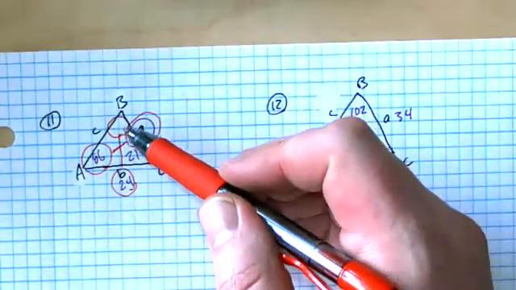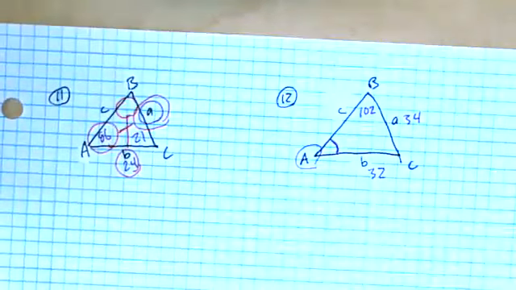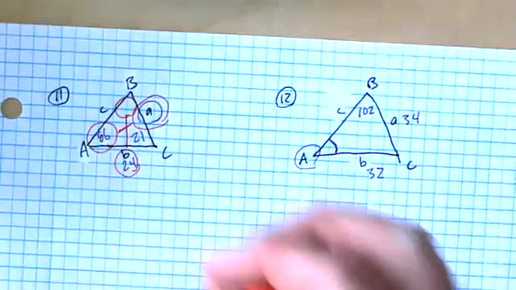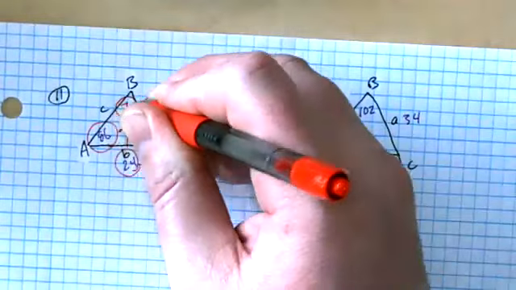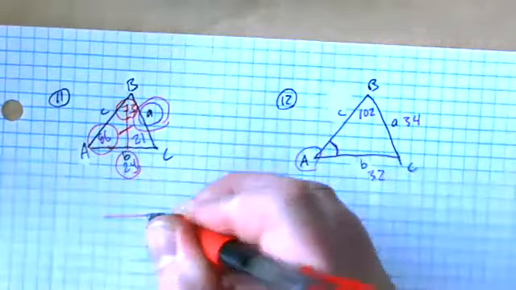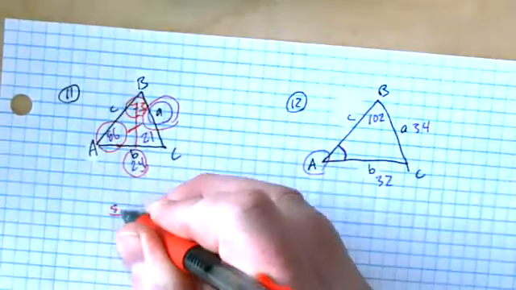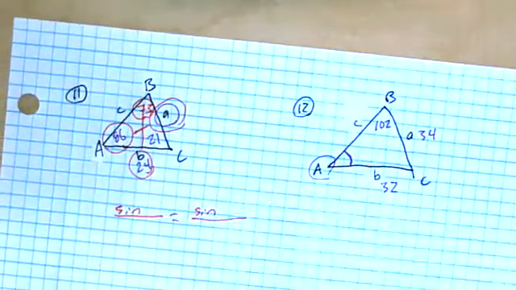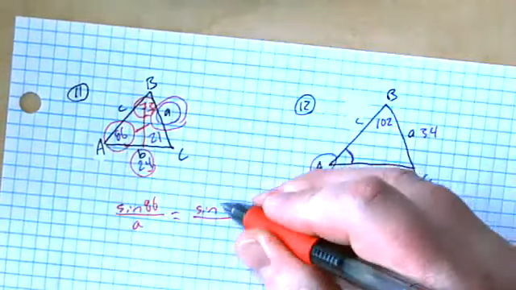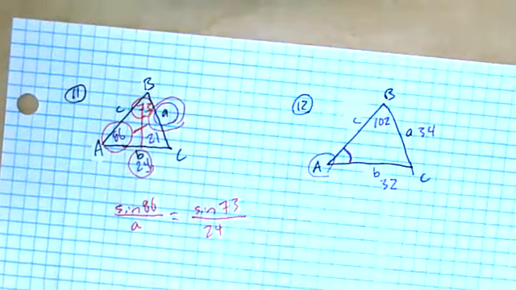What's 180 minus 86 minus 21? 94, 73? Is that right? That's 73. So my law of sines equation that I would start with here would be, let's see, the 86 is across from the A, and the 73 is across from the 24. And double check you got your angles inside of your sines, and your sides on the bottom. And you guys know how to solve that, cross multiply and solve.